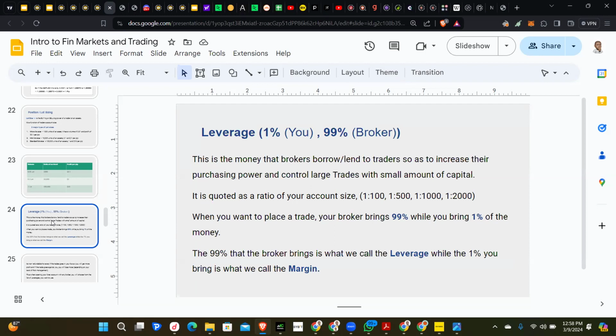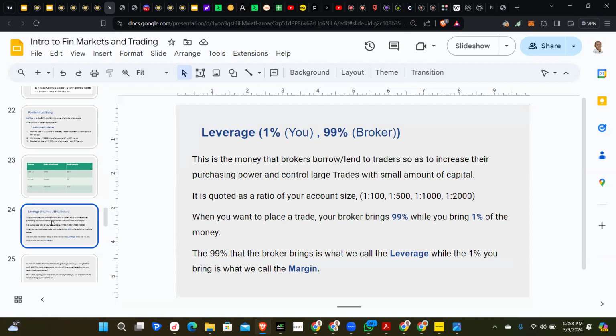So leverage is the money that the broker borrows or lends to traders so as to increase their purchasing power and control large trades with a small amount of capital. The broker already knows that you have small capital, so they will give you leverage so that you increase your purchasing power. That means with your $100, you can be buying the same quantity of assets that somebody that has $100,000 is buying.